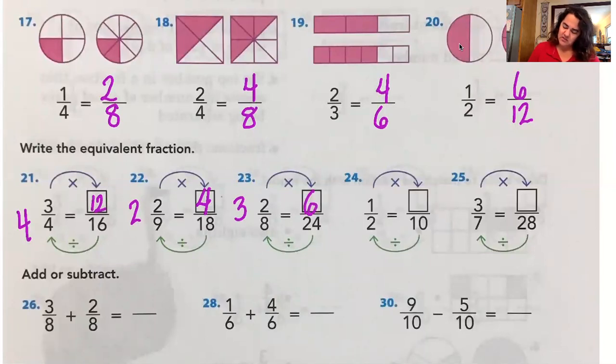10 divided by 2 is 5. Times 1. 5 times 1 is 5. All right. 28 divided by 7 is 4. 4 times 3 is 12. How are we doing, second graders? Pretty good? We're almost done.